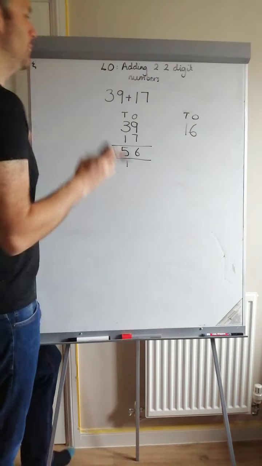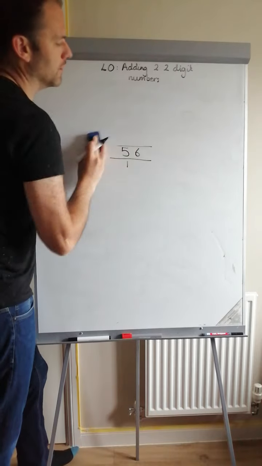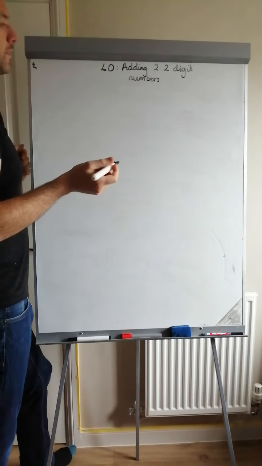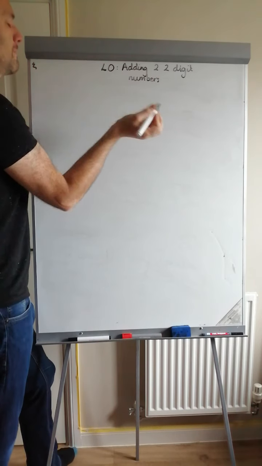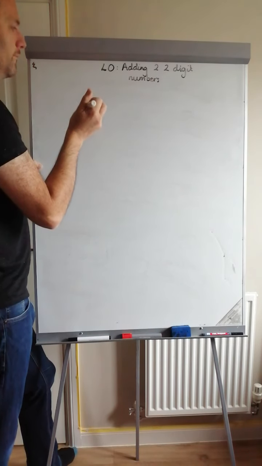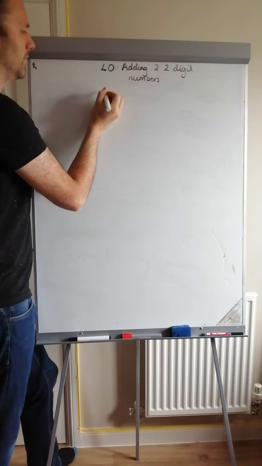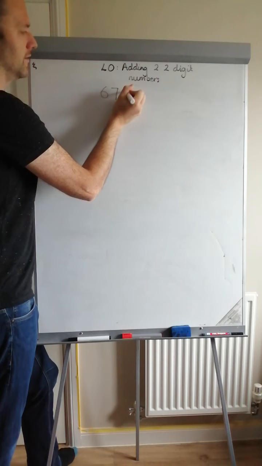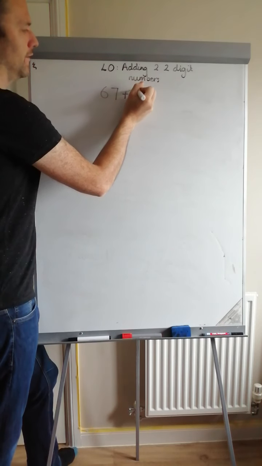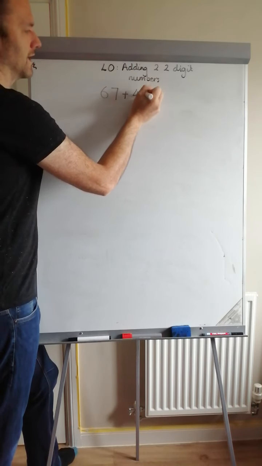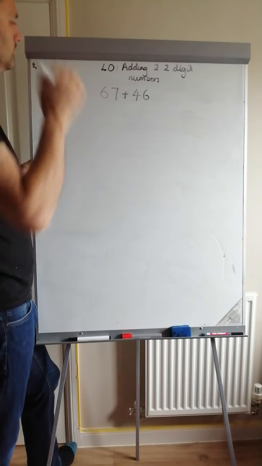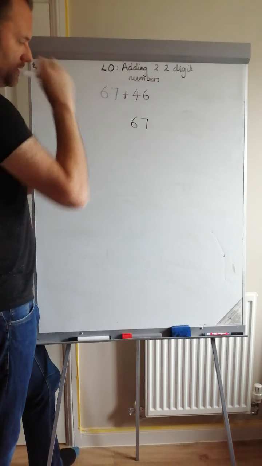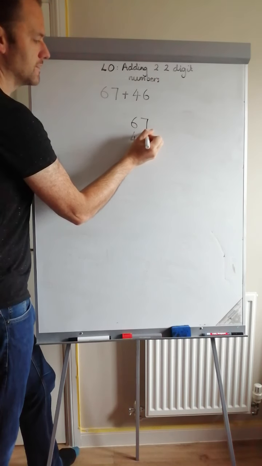There. Okay, let's do one more and then I'm going to let you stop and you can do the work from your workbook. Next week I'm going to show you how to do column subtraction, but let's have another go. Let's make the numbers bigger this time. Oh, let's make the numbers really big. So let's do 67 add 46. Okay. So again, biggest number, 67. Smaller number, 46.